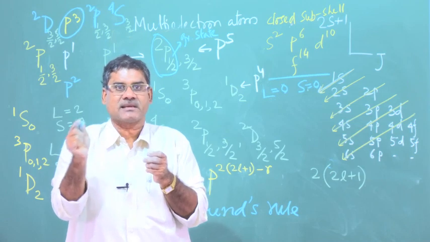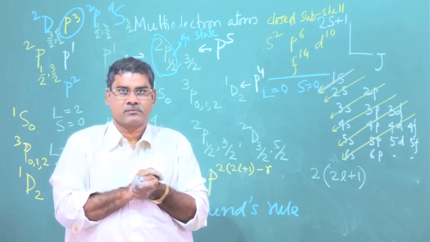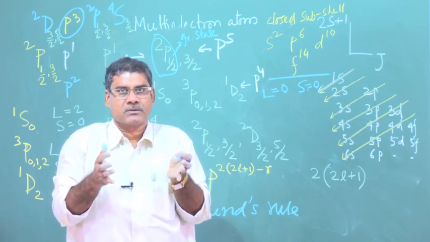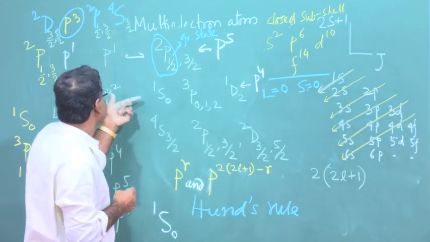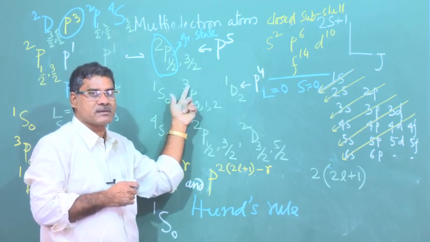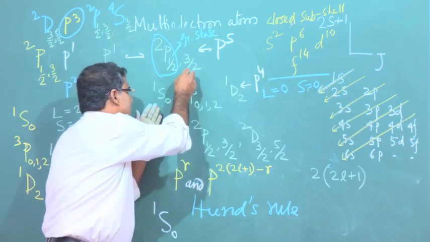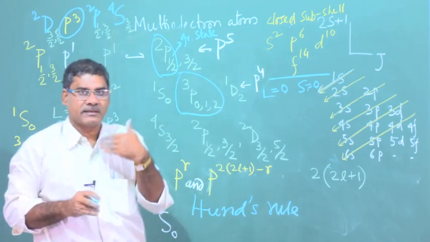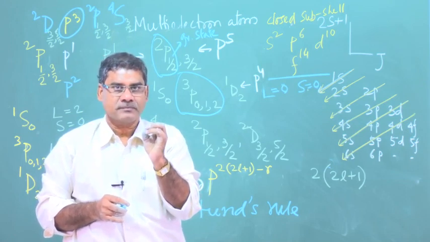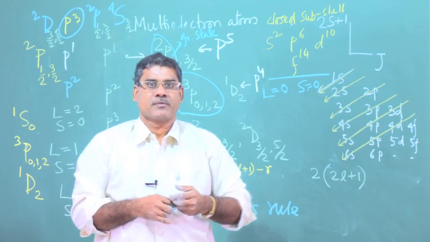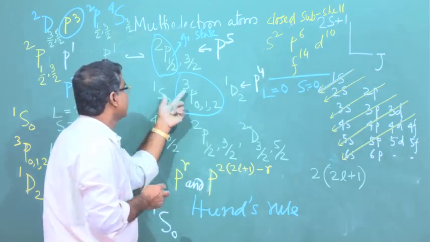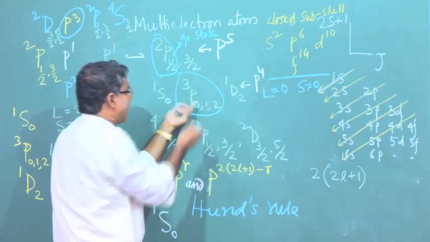maximize S, which will have the lower energy. Whatever terms are available, maximize S. So here, whatever terms are available, what is the maximum S? This one is having the maximum S, S equal to 1 in this case. So now I select this one. Then the next step, after selecting this S, I should maximize L.